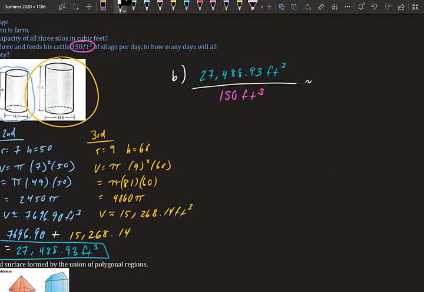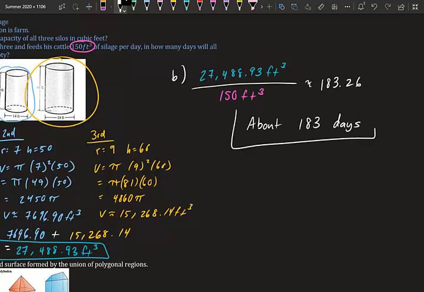When we divide, we get 183.26. So in 183 days, that's all you get. So in about 183 days. If you fill all of the silos, the feed will last you 183 days.